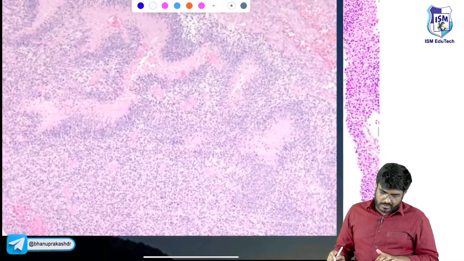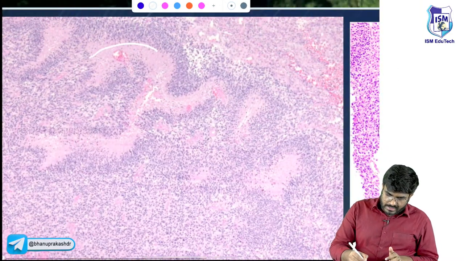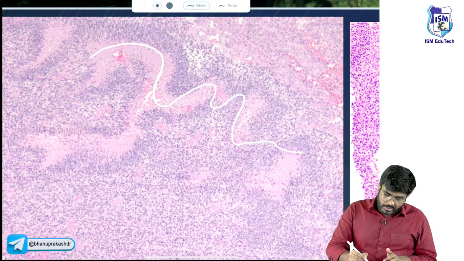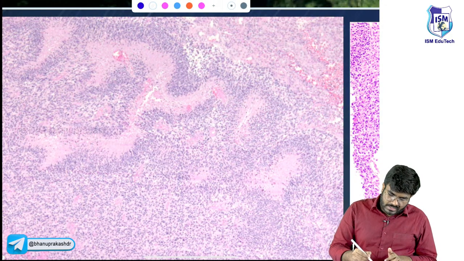Now look at what you are seeing here. This is looking like a snake, right? So there is a necrosis. First, what you should know is, see, the tumor cells are arranging.